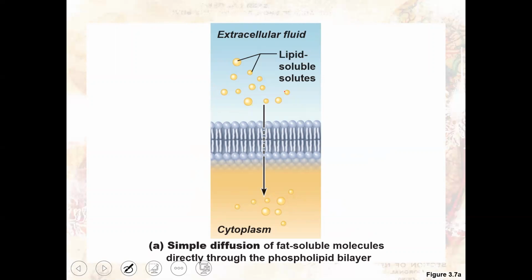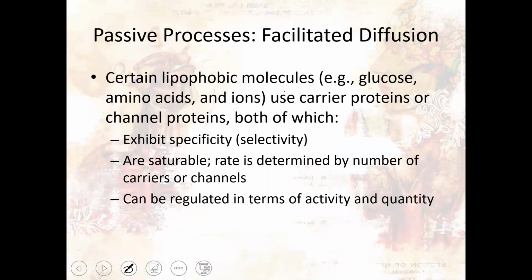But obviously, your cell needs other things. It doesn't just need lipids. So how do we get the other stuff in? Well, we facilitate that diffusion. Facilitated diffusion means that we get some help. There's a protein that crosses the membrane that will allow something in or out of the cell. That's maybe a carrier protein or a channel protein or even both.